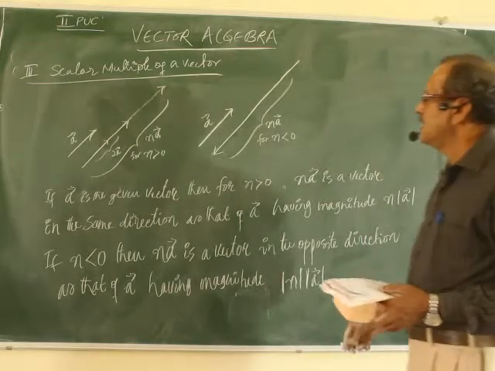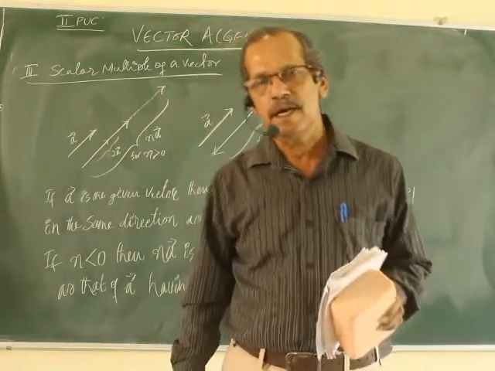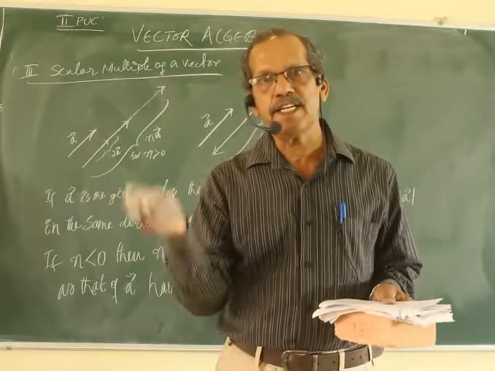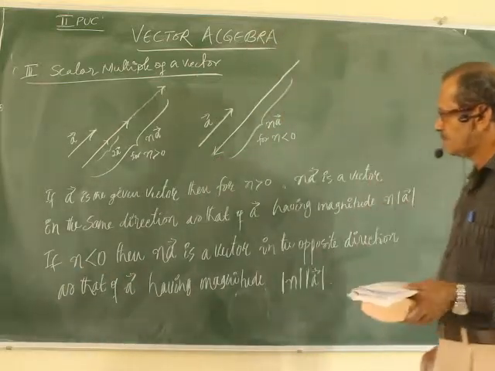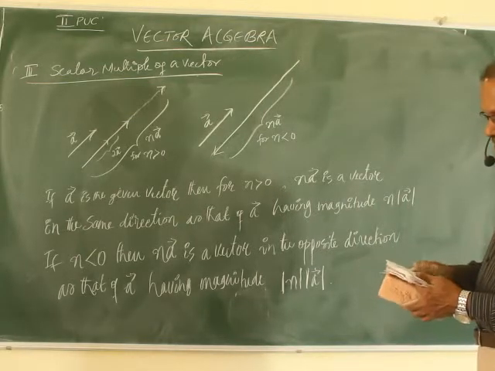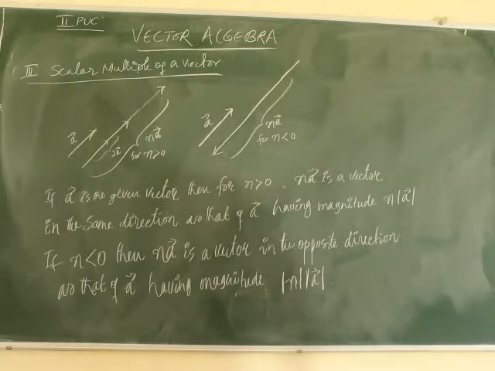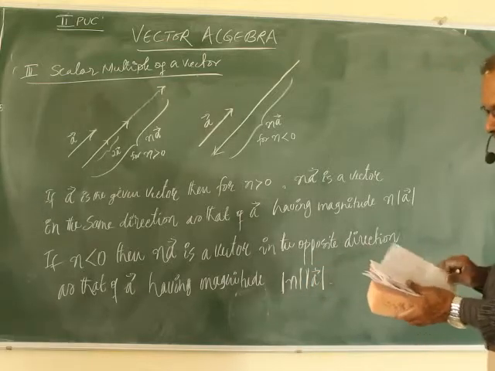So scalar multiple means it is a number into a vector, or vector into a number. If the number is positive, same direction. If number n is less than 0, opposite direction. Right? Scalar multiple of a vector is over.